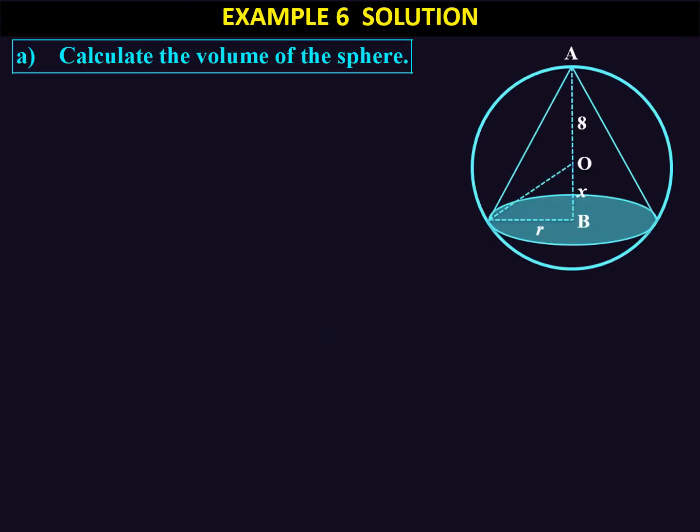So there we have our diagram again. Calculate the volume. So you use the given volume formula, substitute the 8, and you just calculate that. It should be maybe not more than 2 marks, at most 2 marks there.